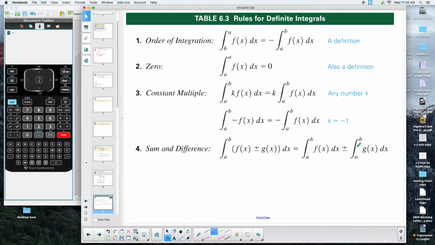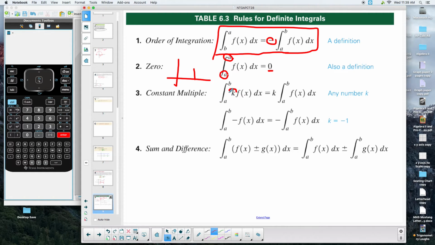All right, here are some other helpful ones. This first one, that's the one we just did. You switch the order of the limits, you just negate because you're switching directions. Now, if your limits are the same, basically what you're saying is you want to find the area under a rectangle that has no width. Well, if there's no width, there's no area.